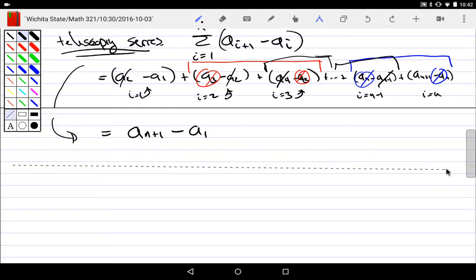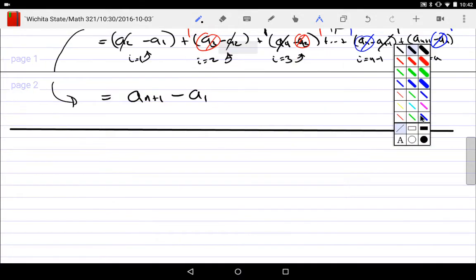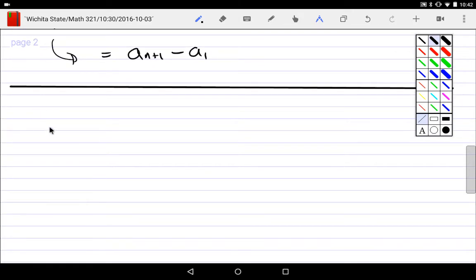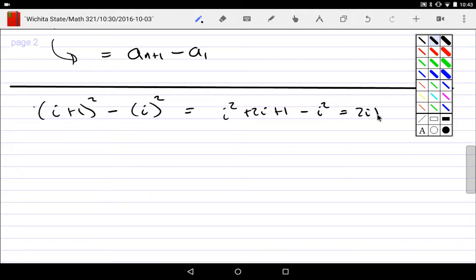All right. How can that help me with my one problem? Well, let's do a little bit of algebra. Say i plus 1 squared minus i squared. If I did some algebra, what does that equal? That's i squared plus 2i plus 1 minus i squared, which is 2i plus 1. So I know that i plus 1 squared minus i squared is simply 2i plus 1.